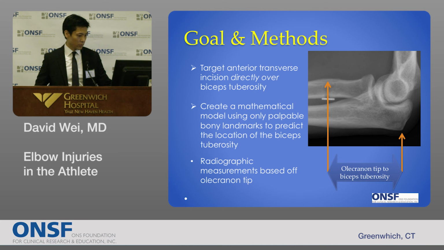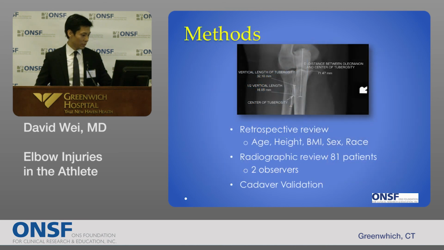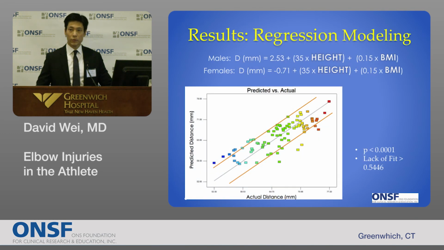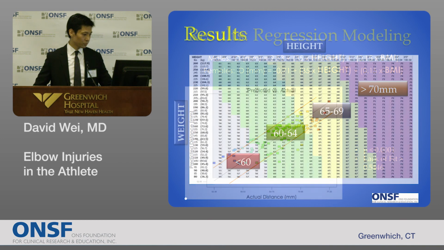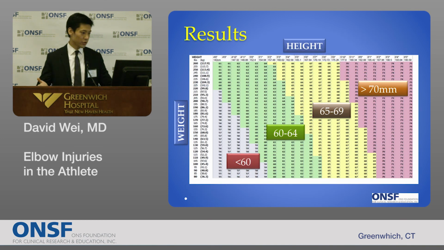After doing a bunch of measurements and some fancy statistics, we found that we can create a formula based on a patient's BMI, height, and sex, and predict within 1 or 2 millimeters where you should make the incision so that you can perform the surgery in a safe way. We made a chart, much like a growth chart, that you can bring into the operating room and figure out, say, for a 6 foot male who weighs about 175, it has to be about 70 millimeters away from a certain bony landmark.